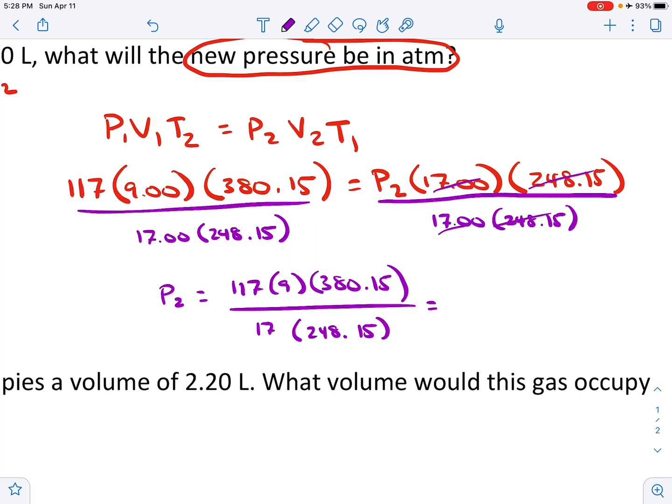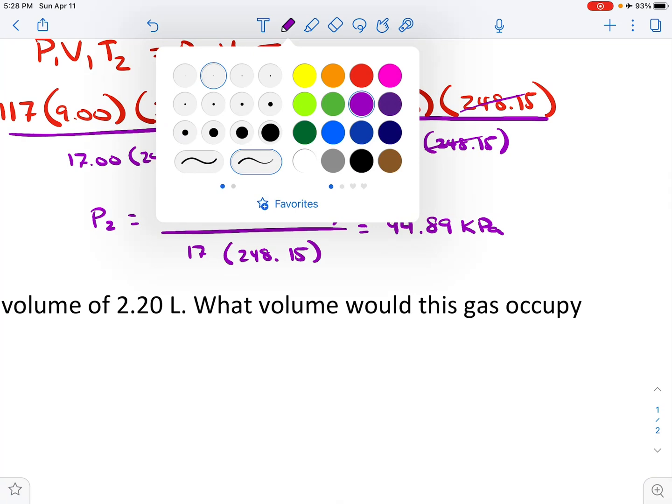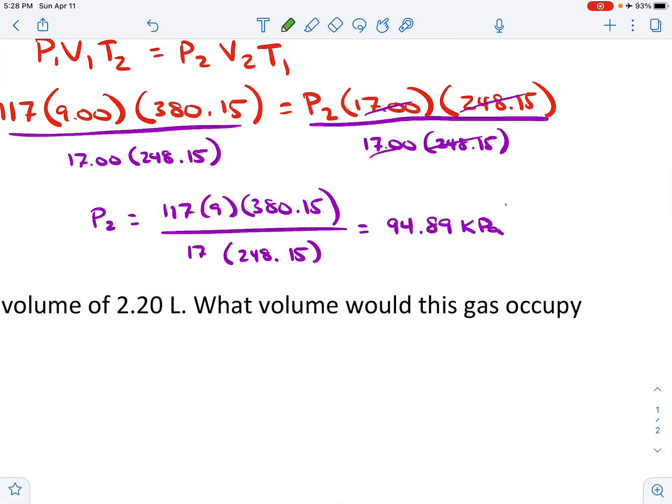117 times 9 times 380.15 divided by 17 divided by 248.15. And our answer in kilopascals, remember, is 94.89 kPa. And we need to take this to ATM because it said it wanted the answer in ATM. So this is where we practice our pressure conversions. And we know that 101.325 kPa is equal to 1 ATM.